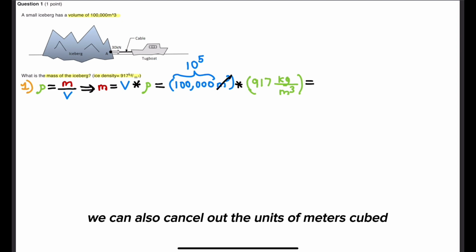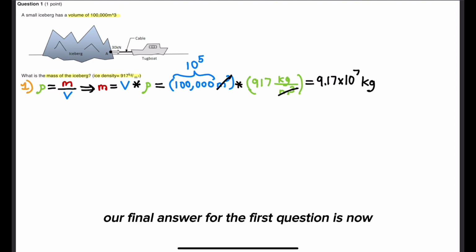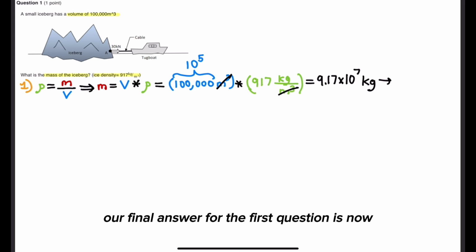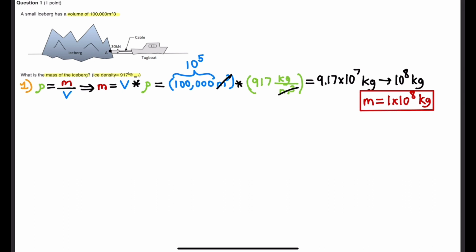We can also cancel out the units of meters cubed, giving us a unit of kilograms in the final answer. And now simplifying, we get 10 to the power of 8 kilograms. Our final answer for the first question is now m equals 1 times 10 to the power of 8 kilograms, and this is the mass of the iceberg.